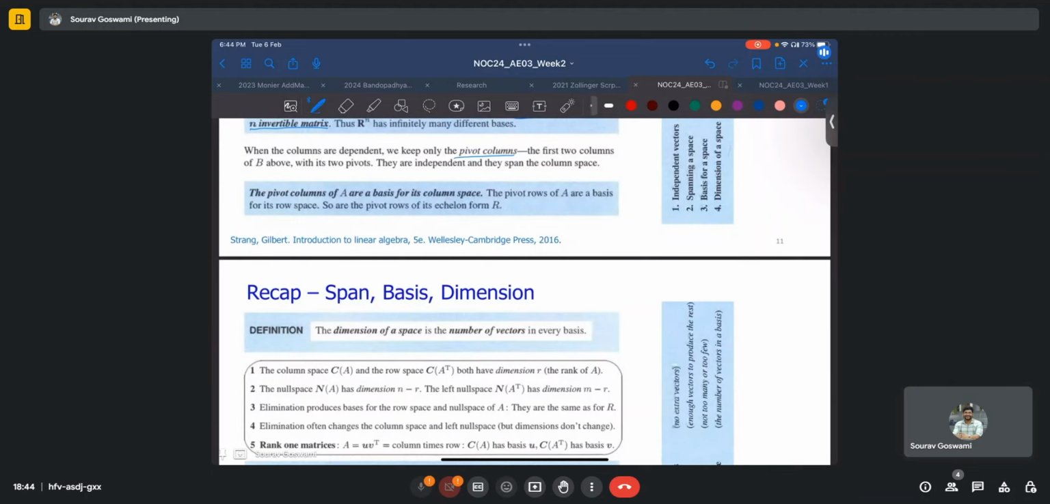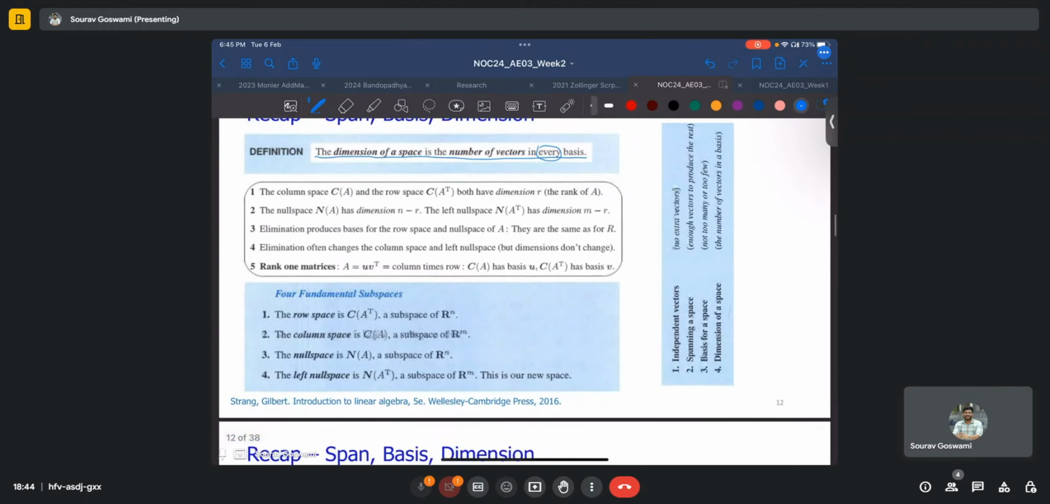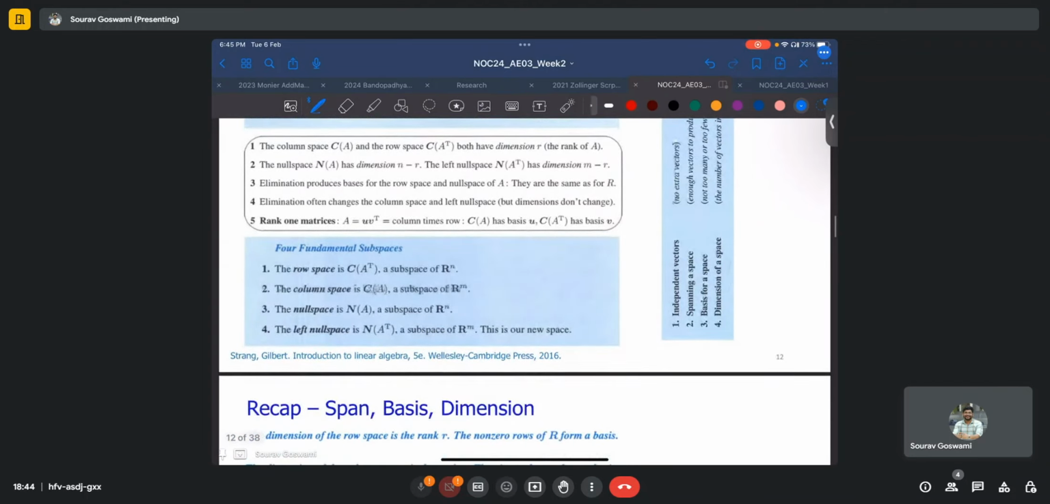Okay, so this I think deals with some specific matrix. The pivot columns of A are a basis for its column space, and the pivot rows of A are a basis for its row space. The dimension, as we discussed, is the number of vectors in every basis. See how it says every basis, because again the basis is not unique. There might be many of them.